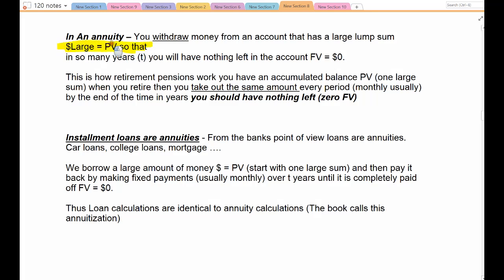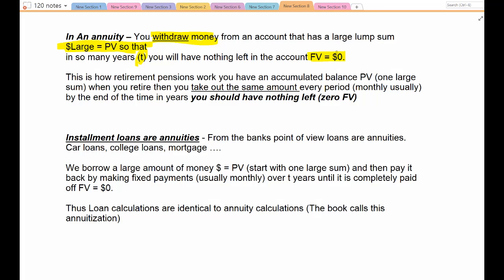You're going to withdraw the money, but you're not going to withdraw it all at once. You're going to withdraw it a little bit at a time over so many years. At the end of the time, you will have nothing left in the account. The future value will be zero. So you start with a large amount, and you take out regular payments until you've taken out the very last amount of money, and you've got zero in there.